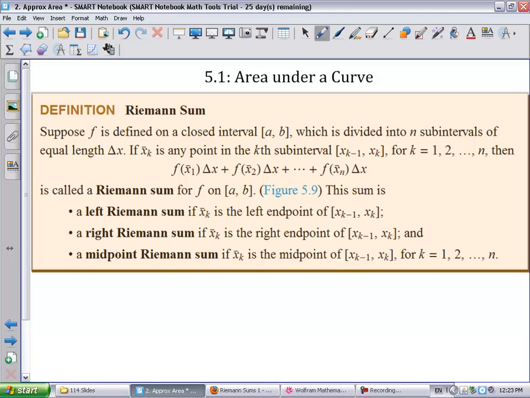So this is just a summary of what we said. We have a Riemann sum. That's where you can pick any points you want to plug in, any points for the x bars. But usually when we're actually calculating, we'll either do a left or a right or a midpoint.